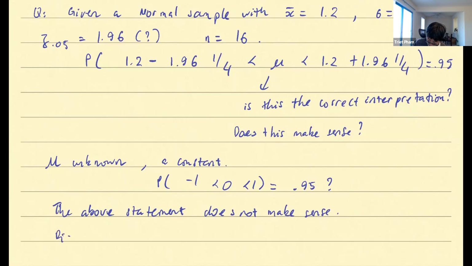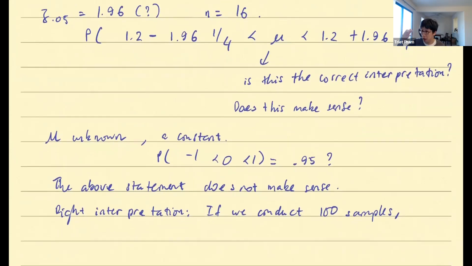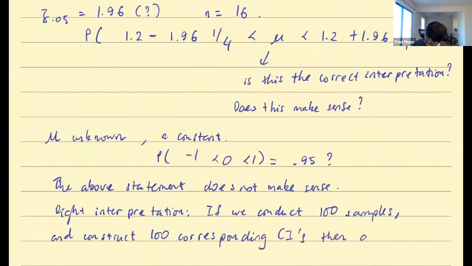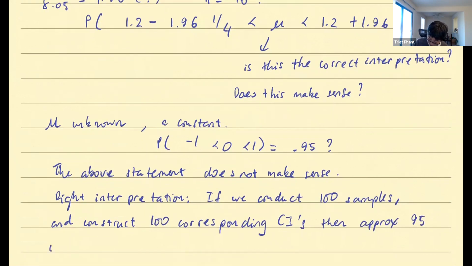The right interpretation is that one way to think about it is this: if we conduct 100 experiments or 100 samples, 100 independent normal samples, and construct 100 corresponding confidence intervals, then approximately 95 of them will contain the true mean. Is that okay?